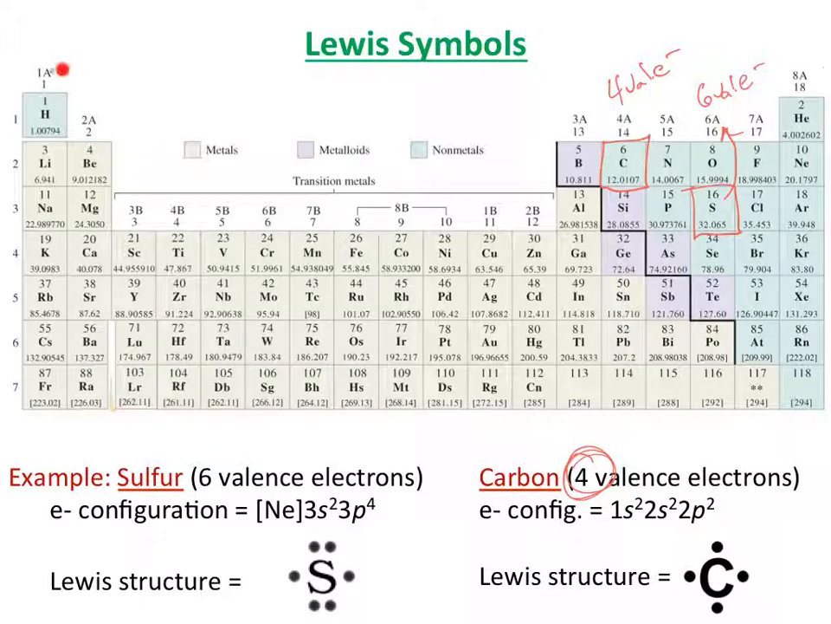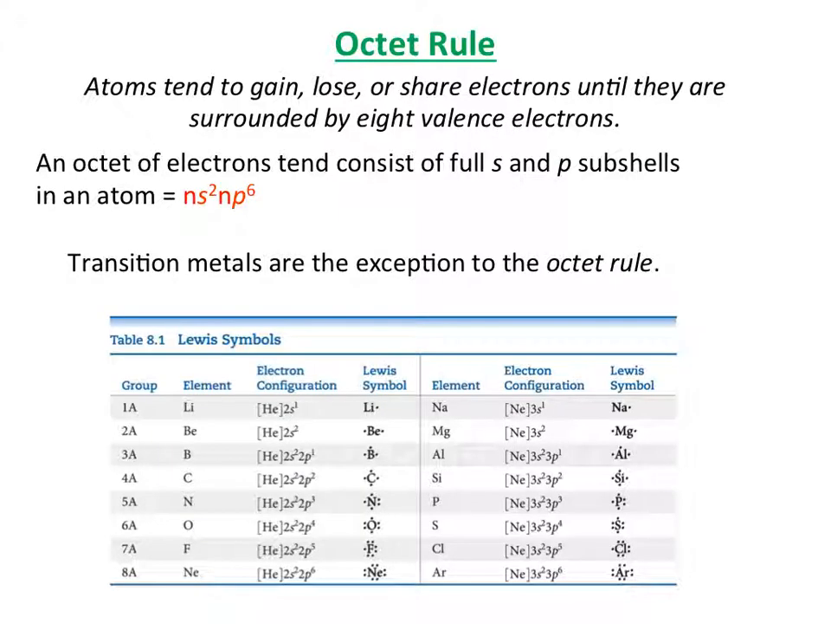So really, group 1A has 1 valence electron, 2A has 2, 3A has 3, 4A has 4, and so forth. The transition elements are a little bit different, and we're going to talk about that in just a second. So everything in between, in these transition elements in groups B, are actually exceptions to the octet rule.